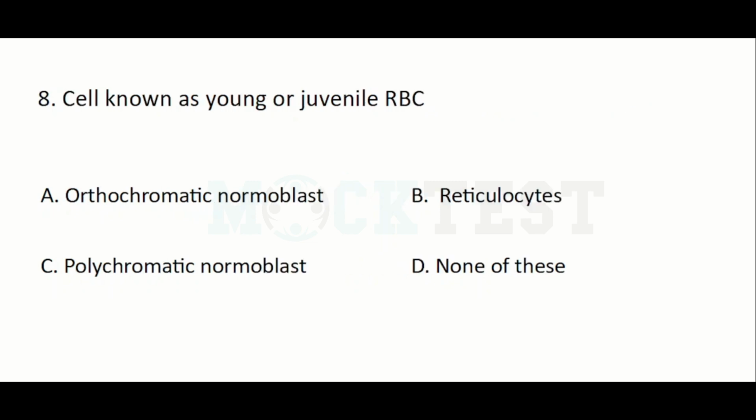Next, cell known as young or juvenile RBC. Option A orthochromatic normoblast, option B reticulocytes, option C polychromatic normoblast, option D none of these. Cell known as young or juvenile RBC is reticulocytes.